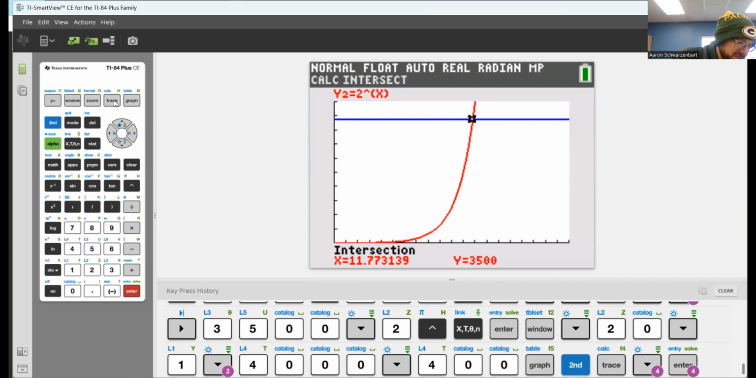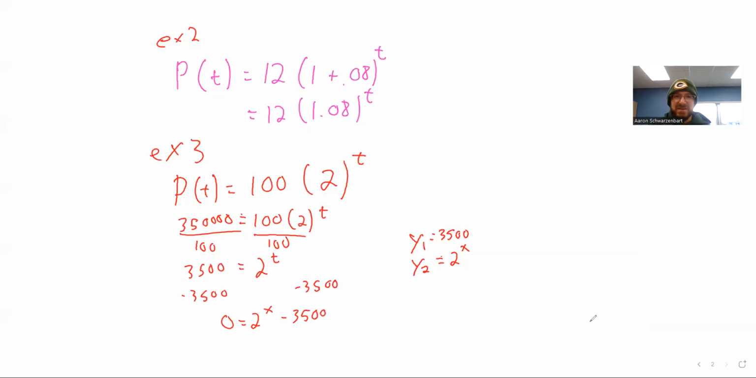11.77. So the 12th hour, it will get over 350,000. So my solution is t equals 12.